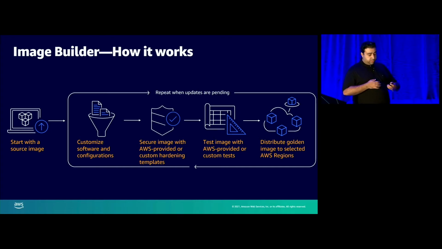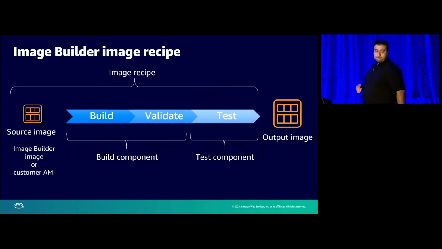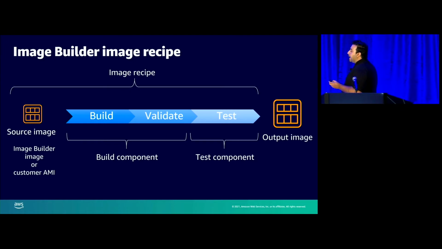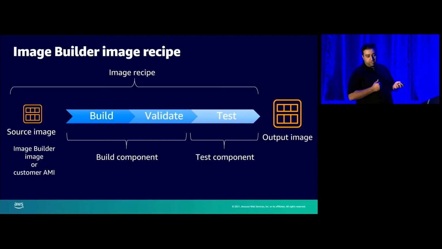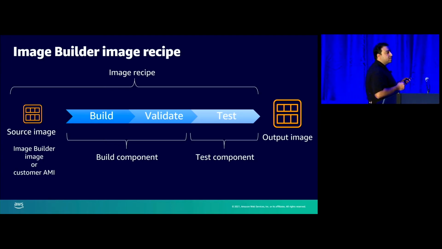In more detail, you get your source image, and you get different steps or elements, called components, which are going to transform your source image into your target image. You have the build components and you have validate components. And once you're done, you can define test components for your process as well. This combination of different components on different stages is going to make what we call a recipe. So you get the source image, you apply the recipe to it, and you get your target image.